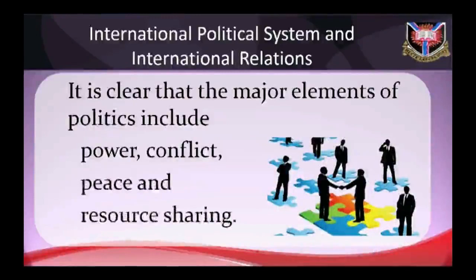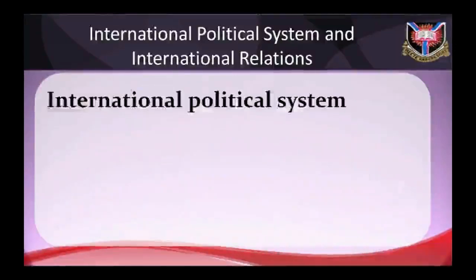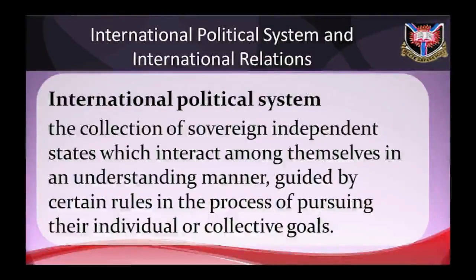Finally, for this subtopic, we need to differentiate between international political system and international relations. The international political system refers to the collection of sovereign independent states which interact among themselves in an understanding manner, guided by certain rules in the process of pursuing their individual or collective goals. International relations, however, is the interaction or relations between states or relations between nations.